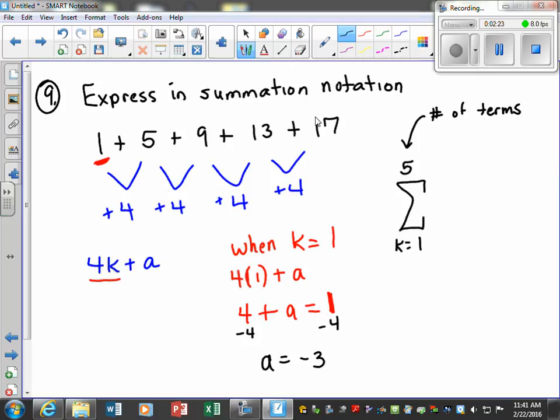And our format over here is going to be the 4k plus a, but what did we find our a to be? -3. Now we can work backwards and check this if you'd like. So you can plug in, actually do the sum to this and see if you get these exact values.